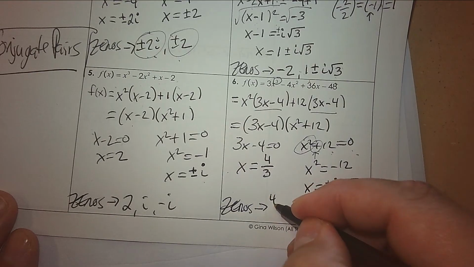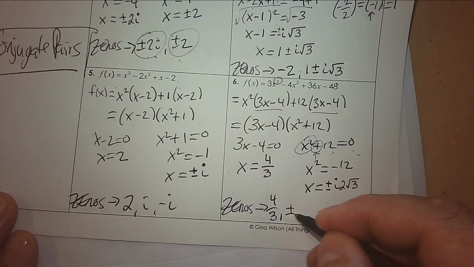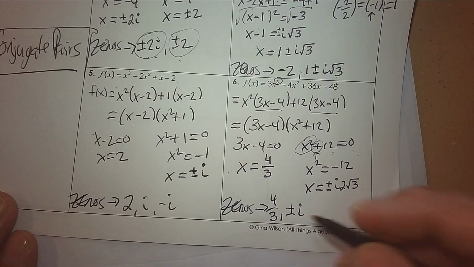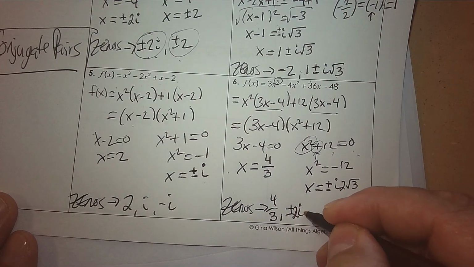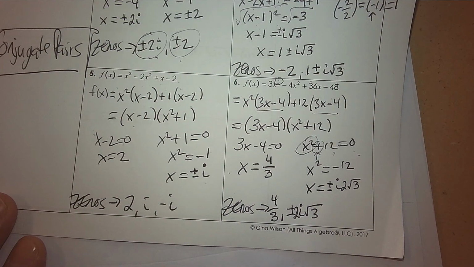So, the fundamental theorem of algebra says the degree tells you how many zeros. So we have one real zero at 4/3, right? It's rational. And we have two complex zeros, plus and minus, and you can actually write it as 2i root 3 or i2 root 3. Both are the same thing. So 2 complex, 1 real, 3 in total.